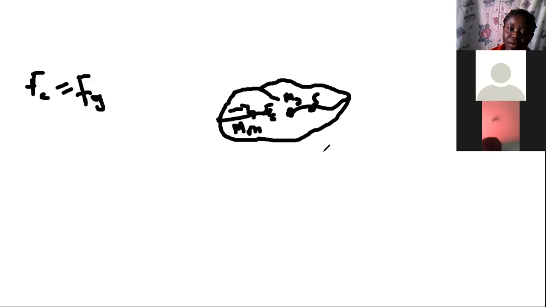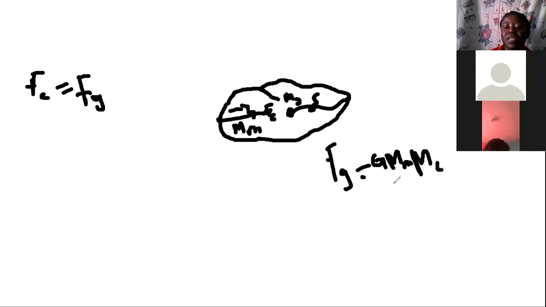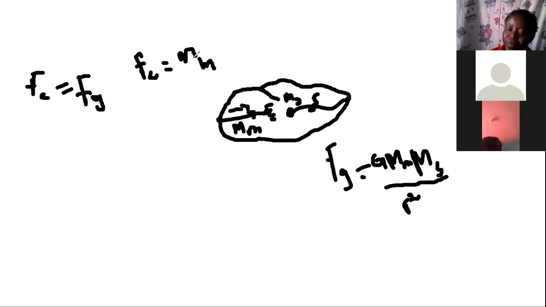So this gravitational force is given by the gravitational constant times the mass of the moon due to the mass of what? It's the mass of the sun. Divided by what? Divided by the distance between the two, the radius squared. Then the centripetal force, what is rotating? What is rotating is the moon. It's not the sun, but the moon. So that is the mass of the rotating object.